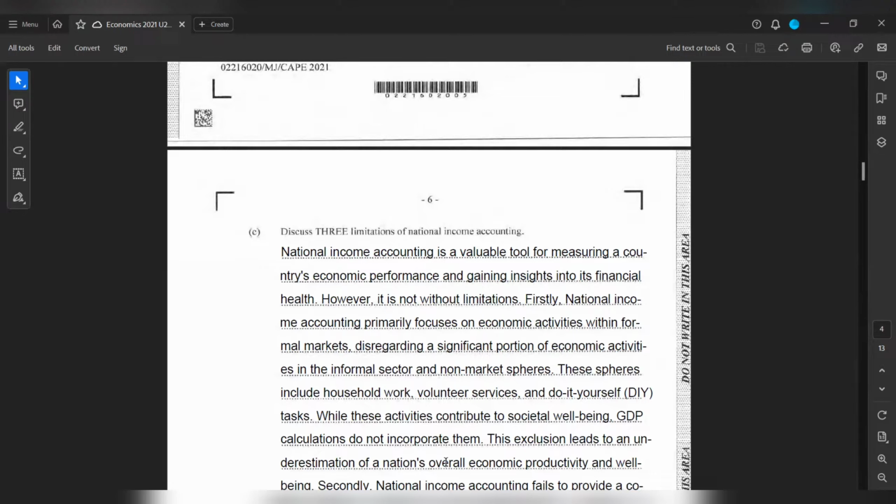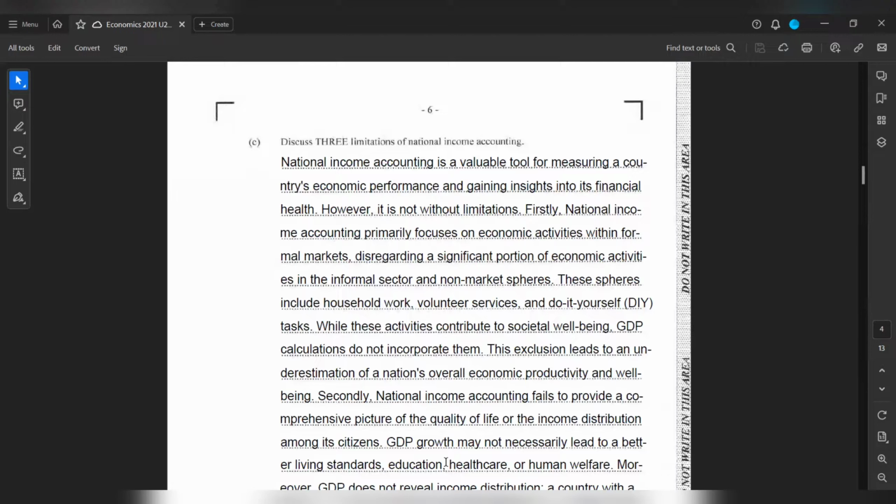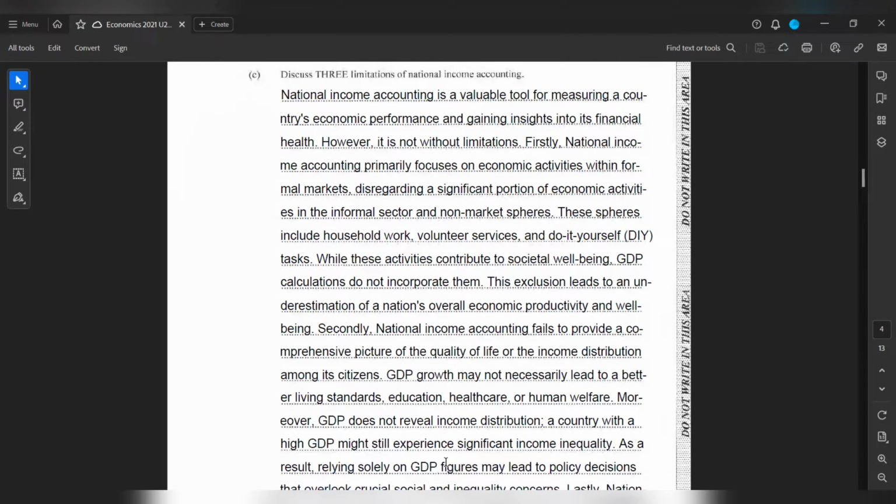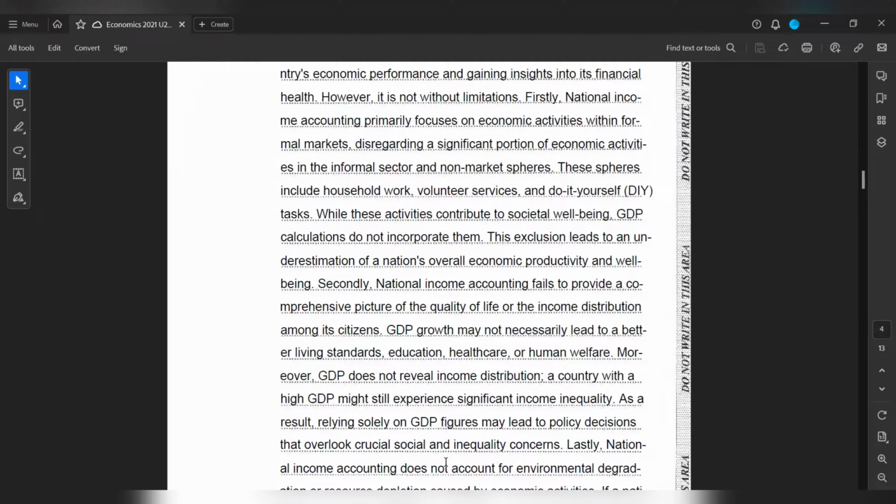Secondly, national income accounting fails to provide a comprehensive picture of the quality of life or the income distribution among its citizens. GDP growth may not necessarily lead to better living standards, education, healthcare, or human welfare. Moreover, GDP does not reveal income distribution. A country with a high GDP might still experience significant income inequality. As a result, relying solely on GDP figures may lead to policy decisions that overlook crucial social and inequality concerns.